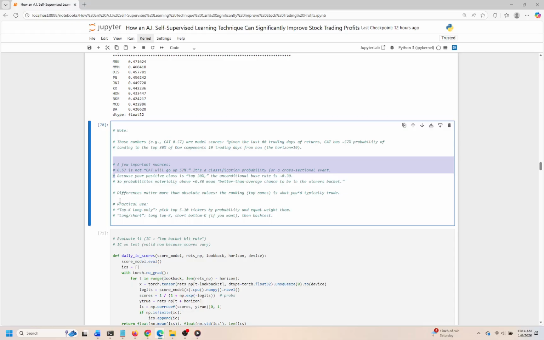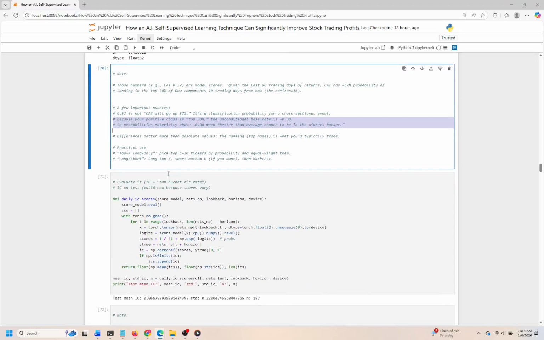The key factor here is the unconditional base rate, which sits around 30%. Thus, when we observe probabilities significantly higher than this base rate, we can interpret it as an indication that the stock has a better than average likelihood of performing well relative to its competitors. An important detail to keep in mind is that the differences in these probabilities are far more significant than their absolute values. It's the ranking of stocks according to these probabilities that becomes particularly valuable.